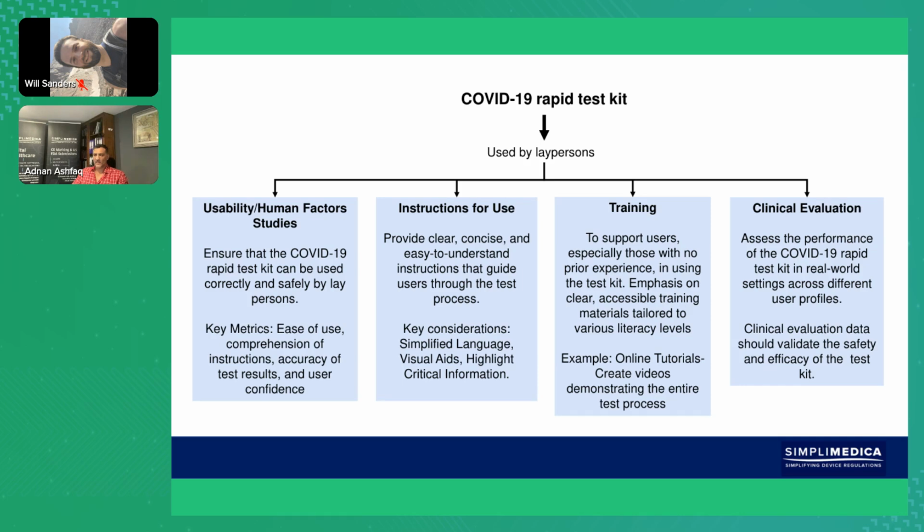So the example that we've given, the COVID-19 rapid test kit, would be used by laypersons. In the usability human factors, we need to be able to prove that it's easy to use, that the instructions are comprehensive, that they're accurate, and that it gives user confidence. The instructions for use provide clear, concise, and easy to understand instructions that guide the user through the test process.